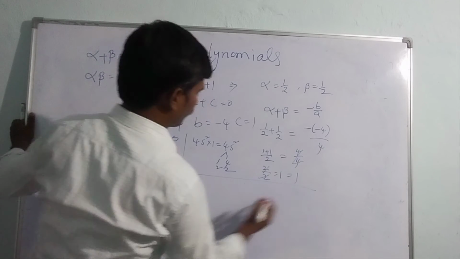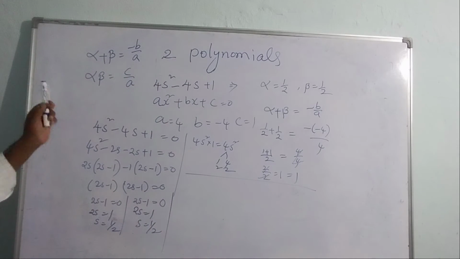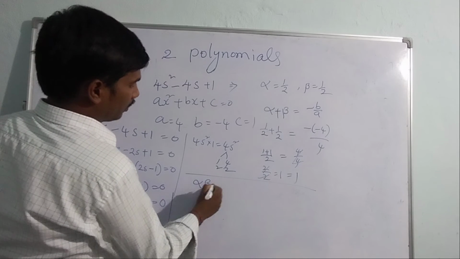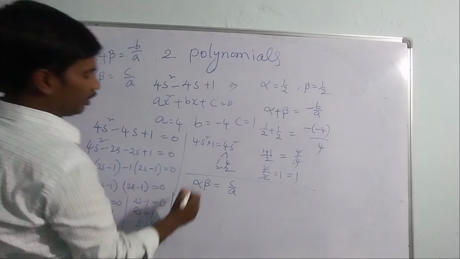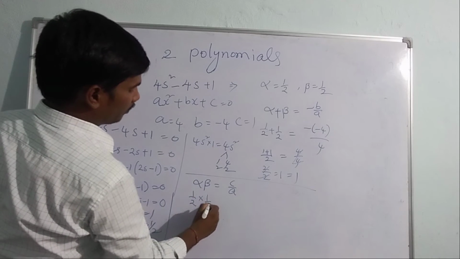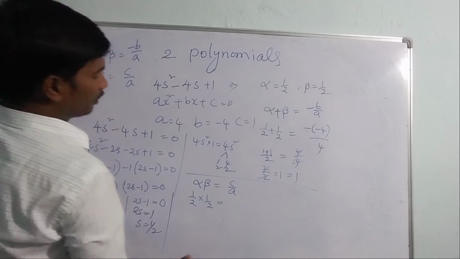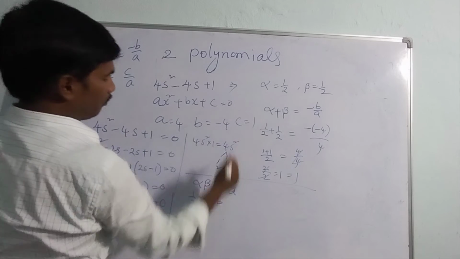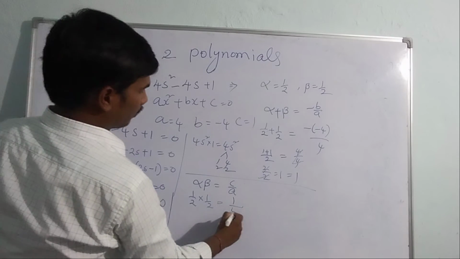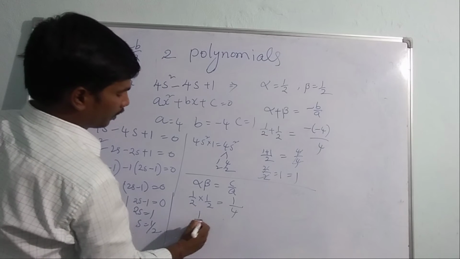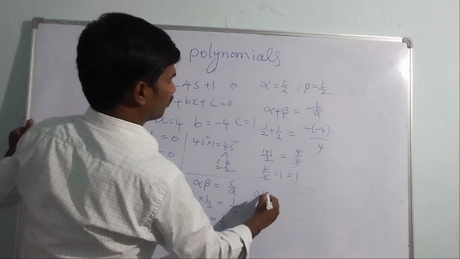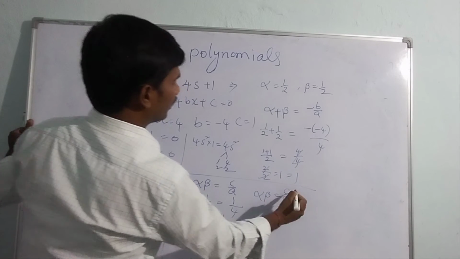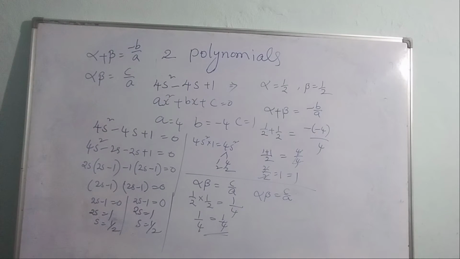Now next, alpha into beta, verification of alpha into beta is equal to c by a. Alpha into beta: alpha value 1 by 2 into beta value also 1 by 2, and c by a value: c value 1 and a value 4. So 1 by 2 into 1 by 2, 1 by 4 is equal to 1 by 4. So here also alpha into beta is equal to c by a, verified.